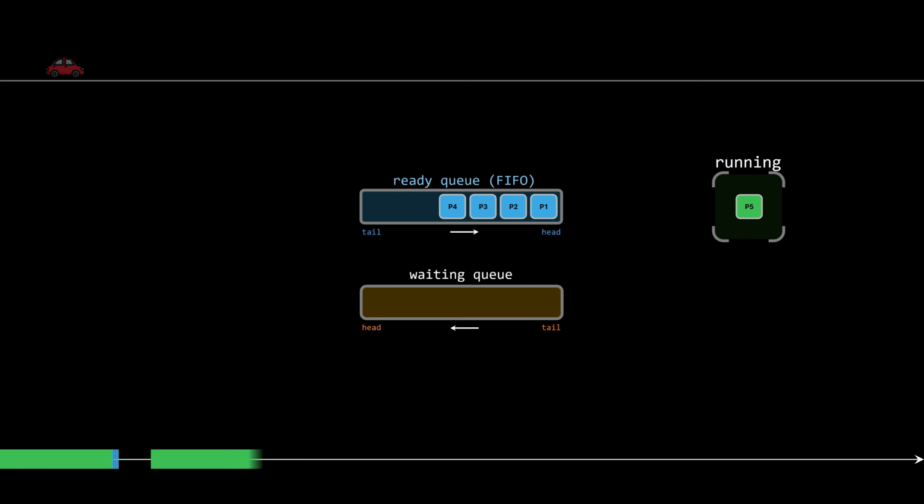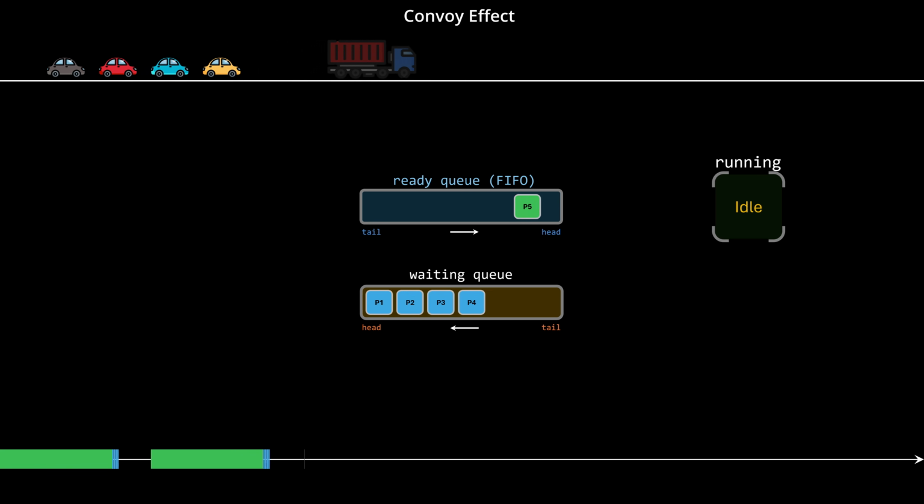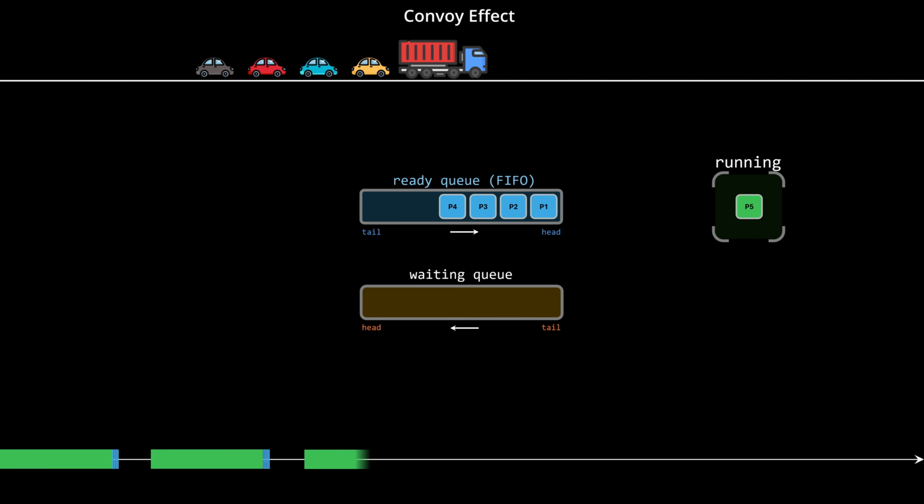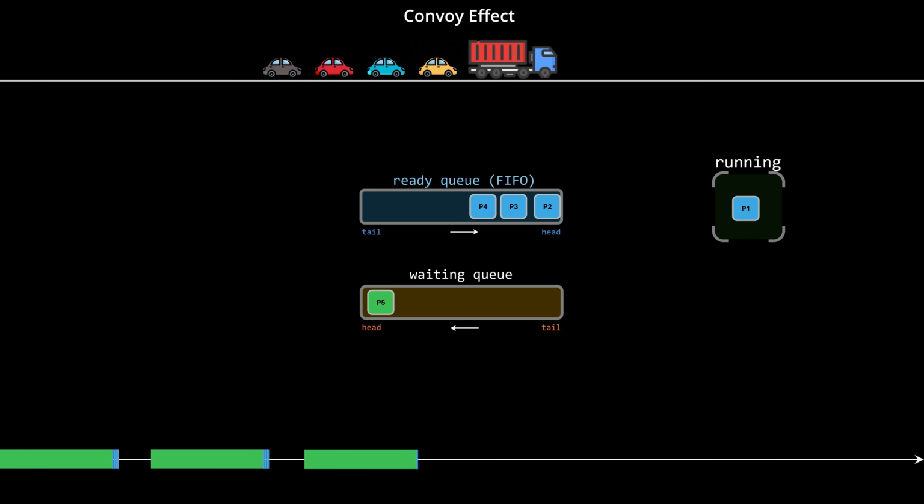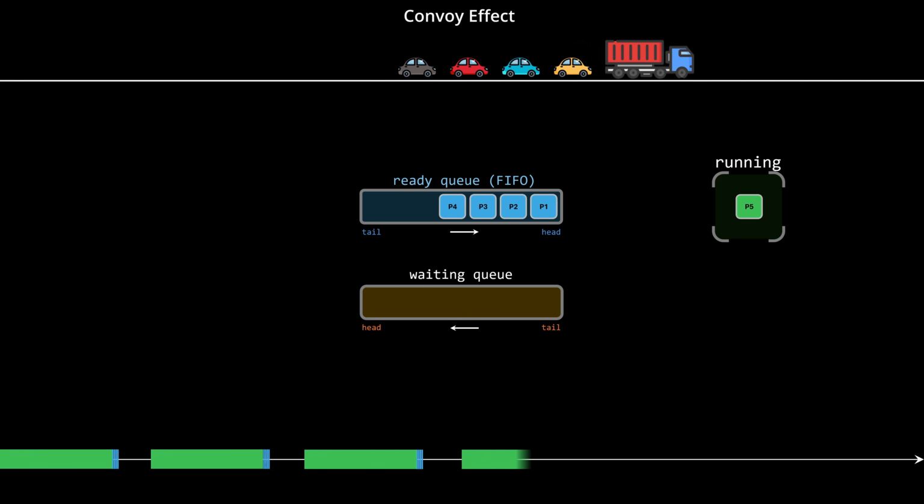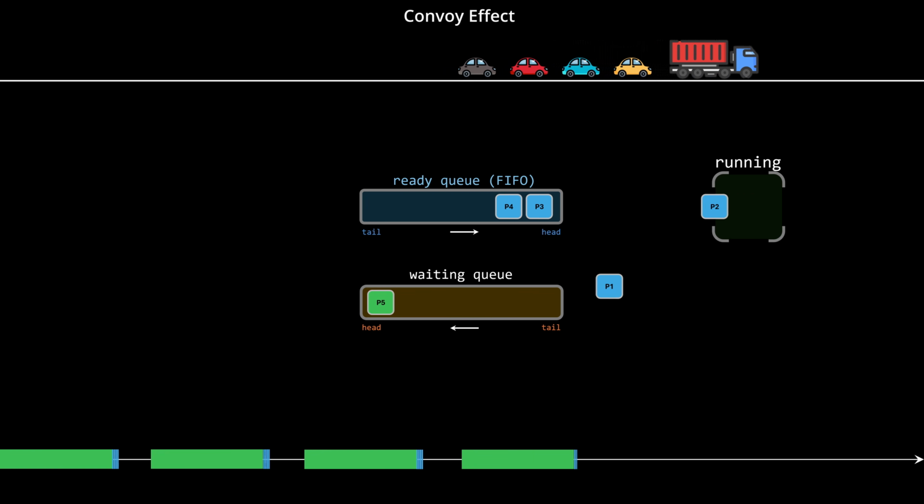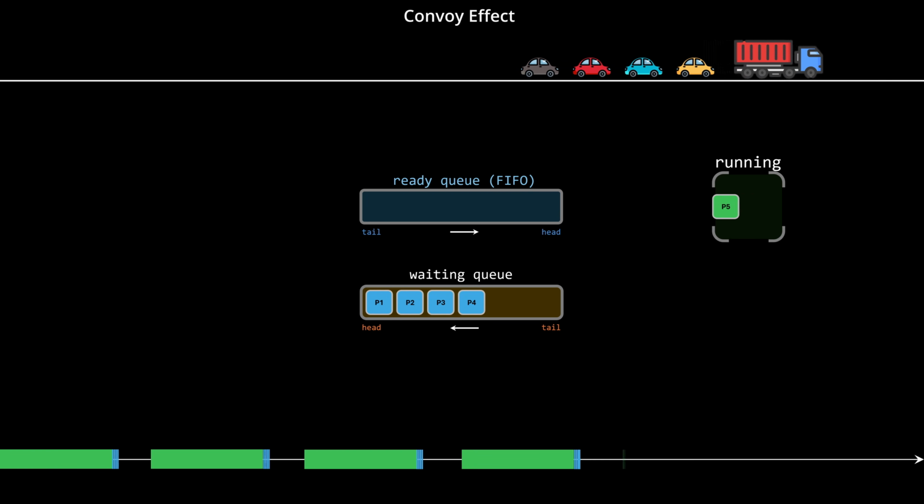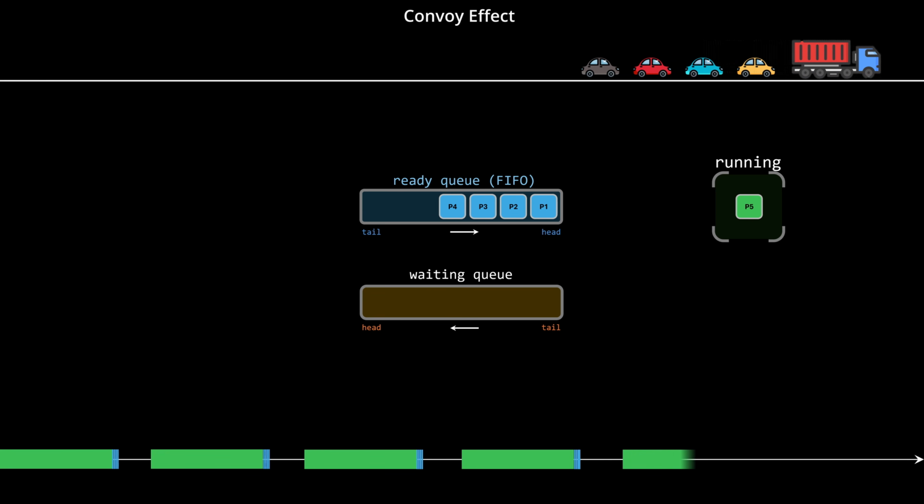See the problem here? There is a convoy effect, as all the other processes wait for the one big process to get off the CPU. This effect results in lower CPU and device utilization than might be possible if the shorter processes were allowed to go first. Yes, the shortest job first scheduling algorithm exists and is the next one we are going to learn.